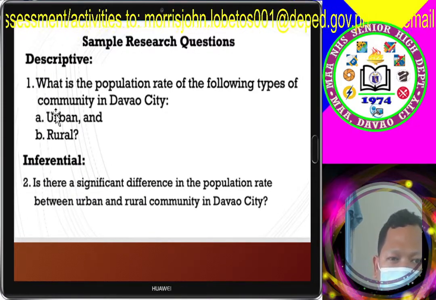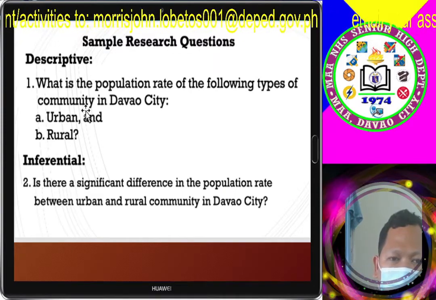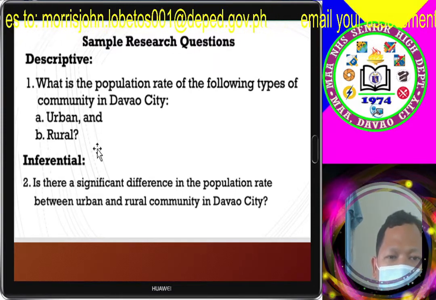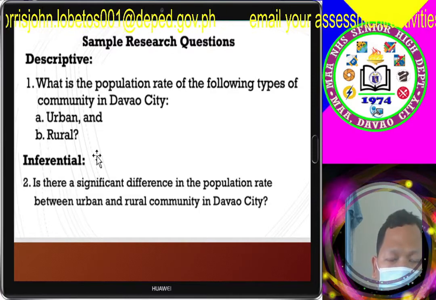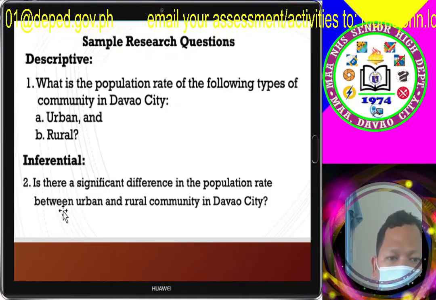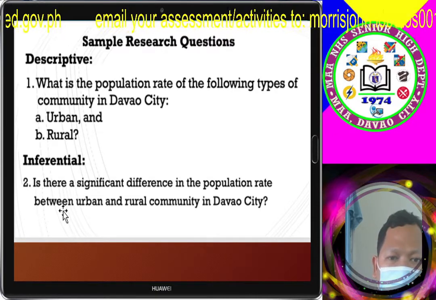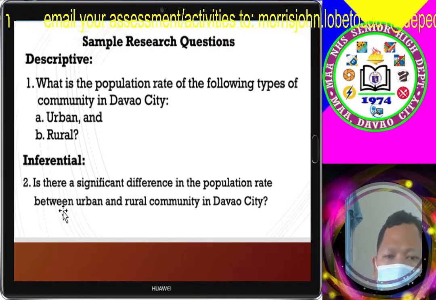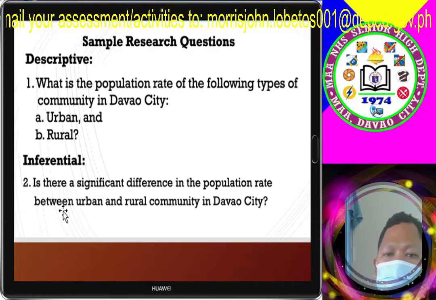Next, a sample descriptive question. What is the population rate of the following types of community in Davao City? A, urban, then B, rural. Then we have this inferential question: is there a significant difference in the population rate between urban and rural community in Davao City?